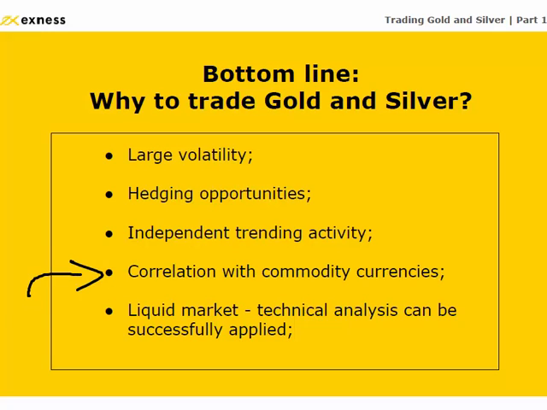Then, gold has correlation with commodity currencies. You can use this correlation in your favor. For example, when you see a deviation of gold from the chart of the Australian dollar, you can watch this chart for a potential opportunity to buy this deviation, or you can even build an arbitrage strategy between two instruments, between the Australian dollar and gold, or between gold and silver. Some traders do that very successfully.